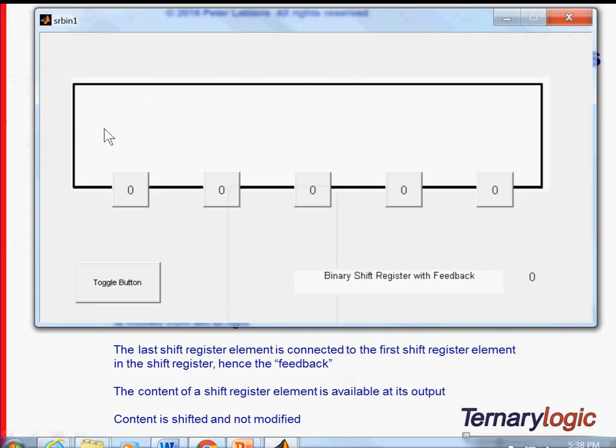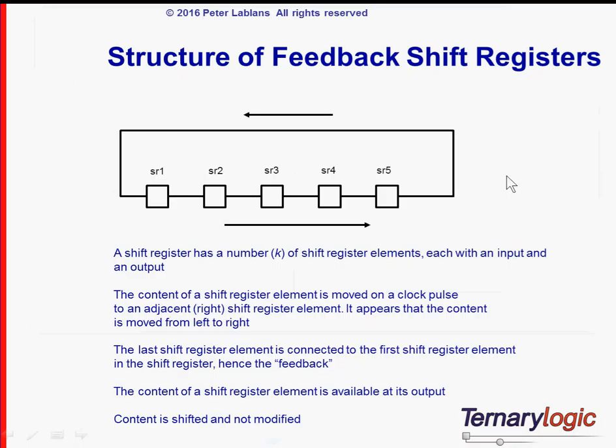Here's the device. You see 5 shift register elements, all have the content 0. Here's the clock, number of clock pulses. When we start running the shift register with feedback, you see nothing happens, or it seems that nothing happens. It's just because the content is 0, so 0 is shifted to the right, and it appears like nothing is happening. However, if we put a 1 in the first shift register element, and we start over again, we see there it goes, and it shifts through and rotates back. So that's basically the simplest application of a binary feedback shift register.